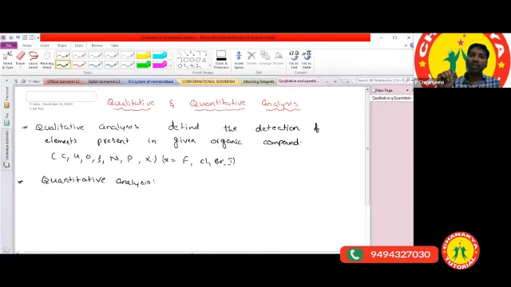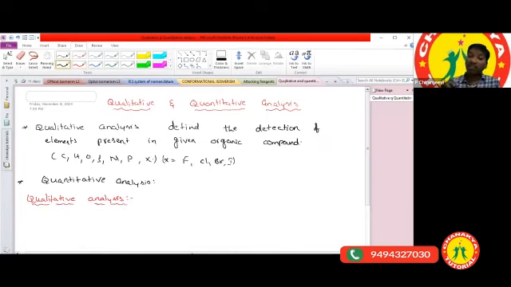Now first we can check qualitative analysis. First we are going to discuss qualitative analysis. This part is finished, GOC is finished. So, sir, what is meant by qualitative analysis? Qualitative analysis is already known: detection of the elements is called qualitative analysis.